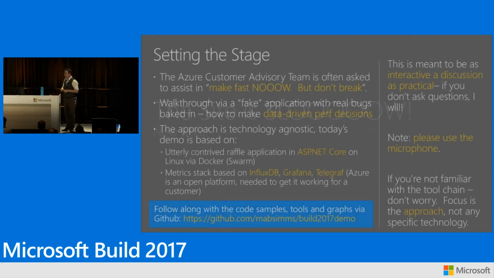All right, so some ground rules. This is going to be about make fast now, but no breaky when you don't know anything about the system. I'm going to walk through a completely contrived, utterly fake, but inspired by real events application with some real bugs baked in. And it's going to be all about how do we make data-driven decisions under pressure without breaking things on live site. So this is intended to be technology agnostic.